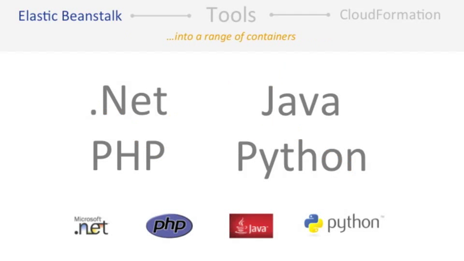And those containers that we support with Beanstalk are important because obviously the languages you write applications in, .NET, Java, PHP and Python, are currently supported in the Beanstalk framework. So if you're writing applications in those languages, you can leverage Beanstalk today without any change to your applications.